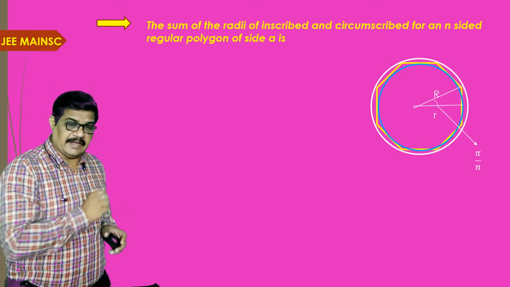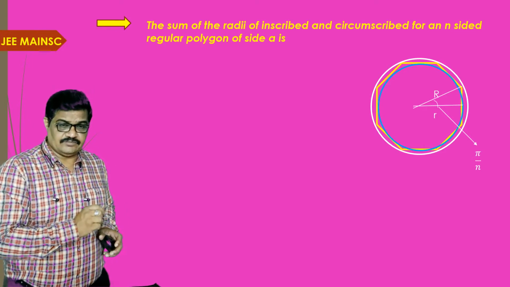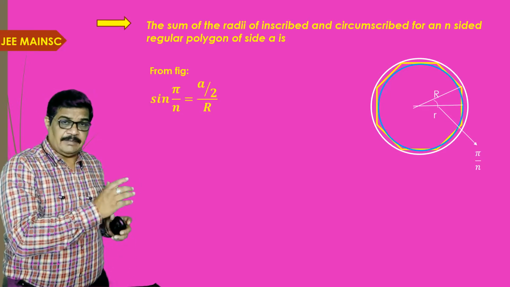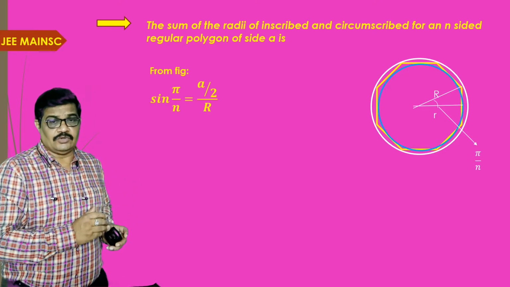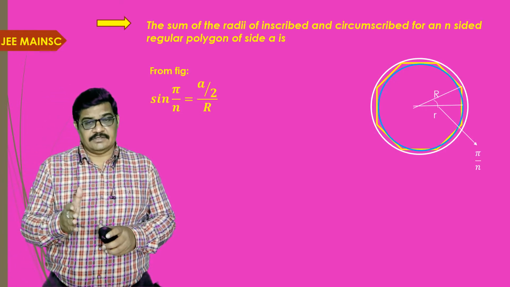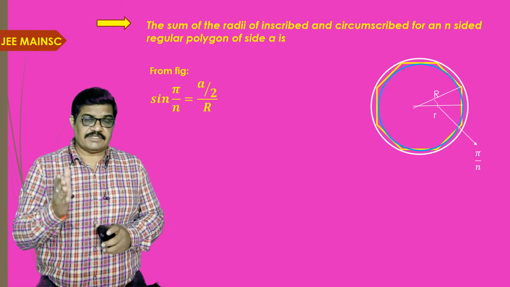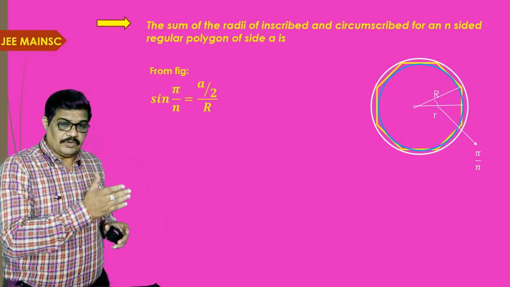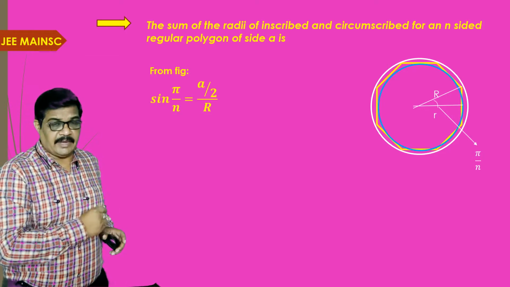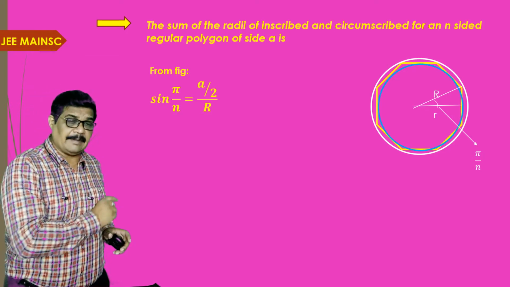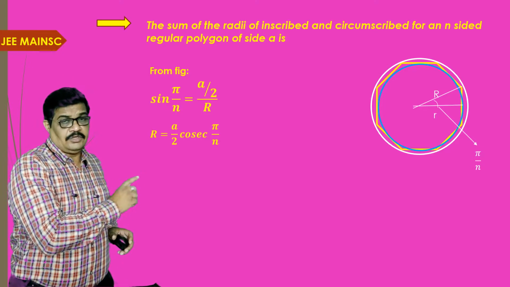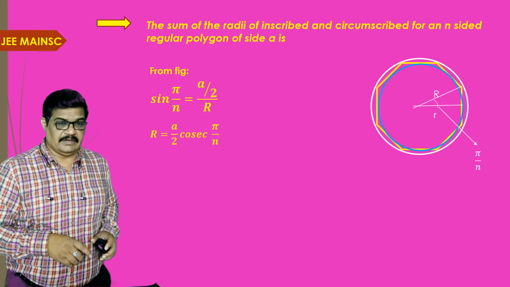From this triangle we have to find, from the diagram, see that sin pi by n is equal to, what is the opposite side? That is half of the side. So side length is a, half of the side is a by 2. What is the hypotenuse here? Capital R. So sin pi by n is equal to a by 2 by capital R. From that we write capital R is equal to a by 2 into cosec pi by n.